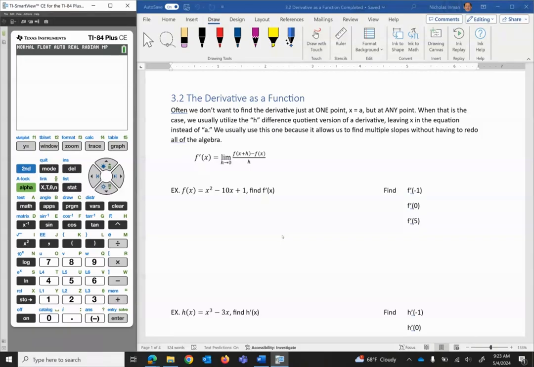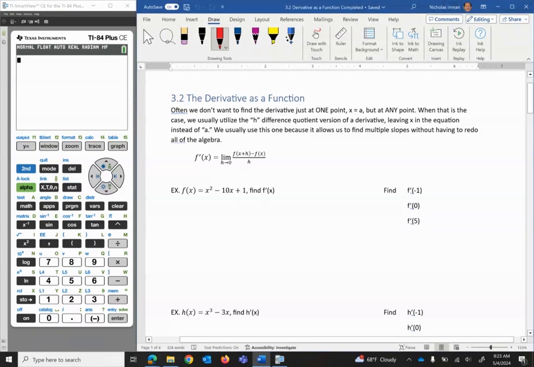of work, okay? So, for instance, here we have a function f of x equals x squared minus 10x plus 1. And I want to find the slope at all three of these spots. Right? A graph, as we talked about, would at least give us a good estimation. So that's something we could do. But if we actually want to find it exactly, we'd have to do that formula 3 separate times.